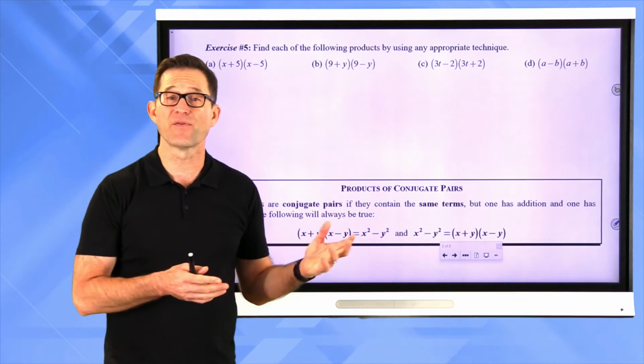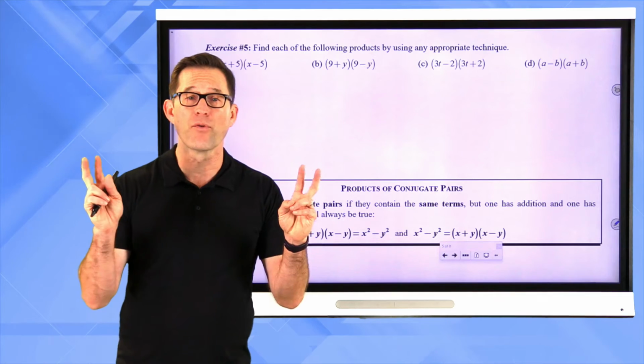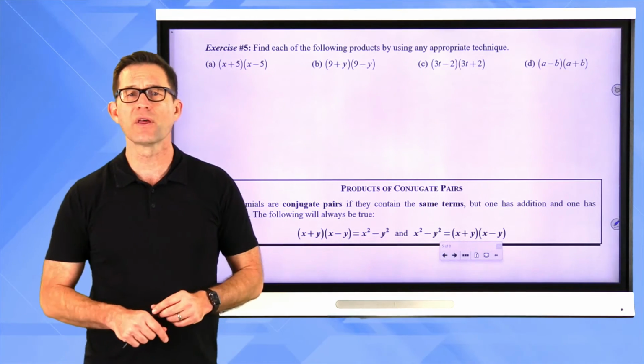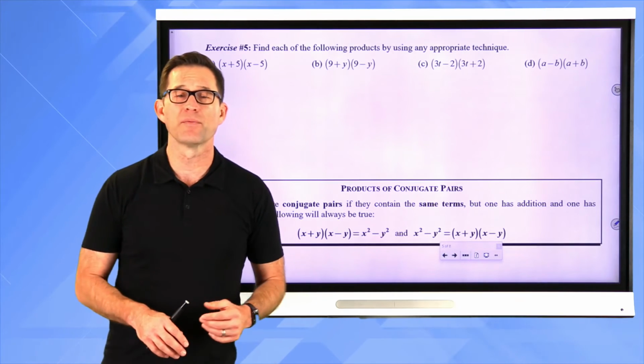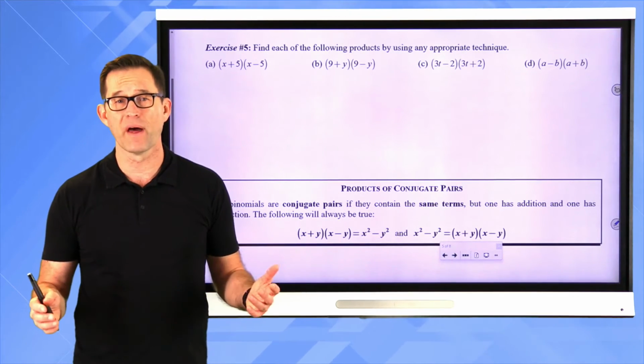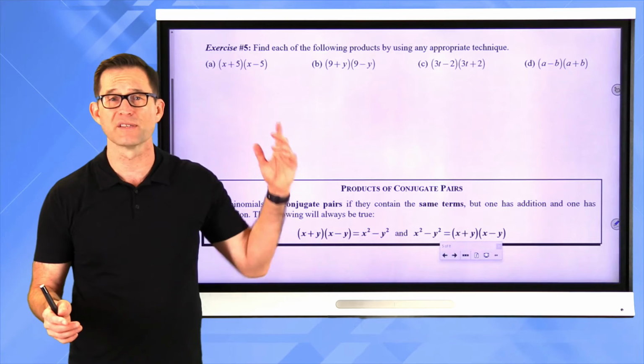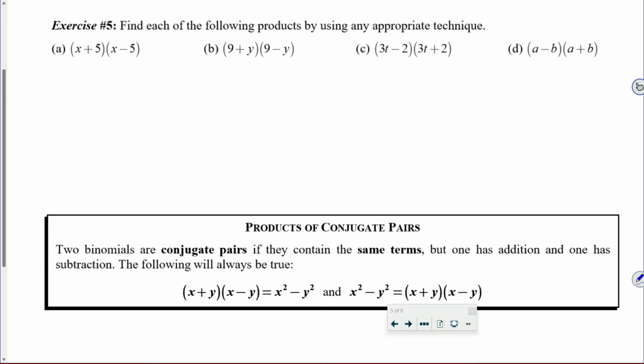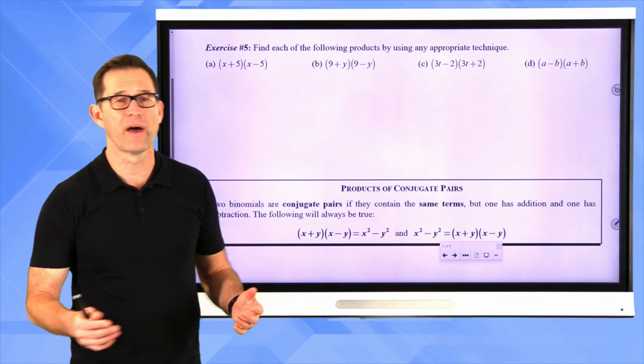Now, in exercise 5, what we want to do is go in the quote forward direction. We'd like to multiply these out, okay? So let's take a look at letter A first, and I think I'm going to multiply each of these out by using the FOIL method simply because it's the quickest method. Let's take a look at letter A real quickly. We've got x plus 5 times x minus 5, and I just want to find that product. I want to multiply it all out.